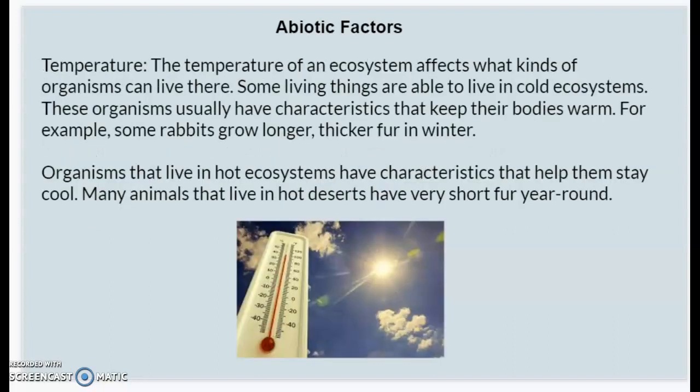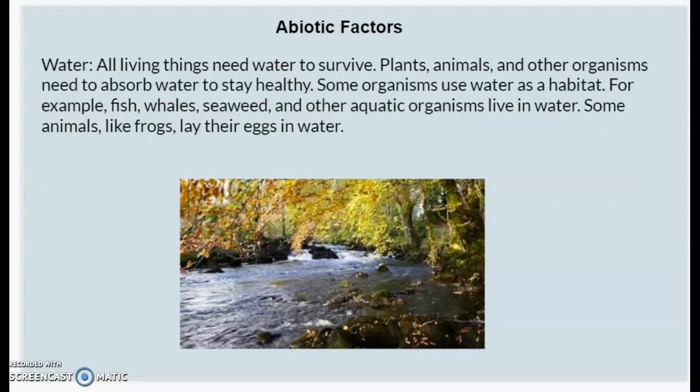Temperature. The temperature of an ecosystem affects what kind of organisms can live there. Some living things are able to live in cold ecosystems. These organisms usually have characteristics that keep their bodies warm. For example, some rabbits grow longer, thicker fur in the winter. Organisms that live in hot ecosystems have characteristics that help them stay cool. Many animals that live in hot deserts have very short fur year-round.